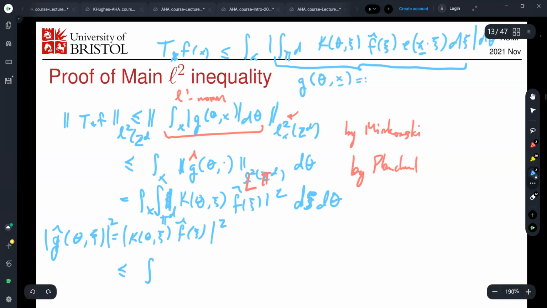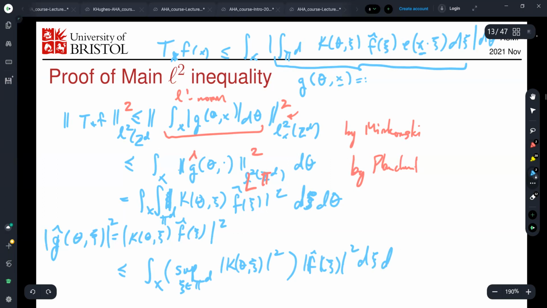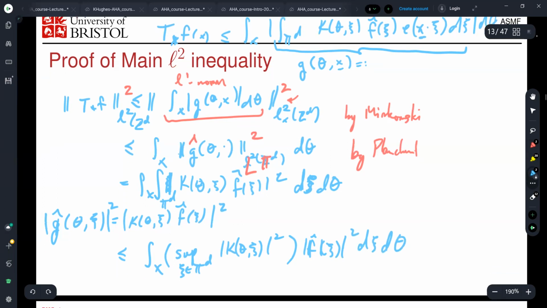And now I apply Bessel's inequality, so that I take the sup over C and the torus of K theta C squared. Oh, sorry, these are all to the 2th power. There we go. All right, times the f hat of C squared dc and d theta.